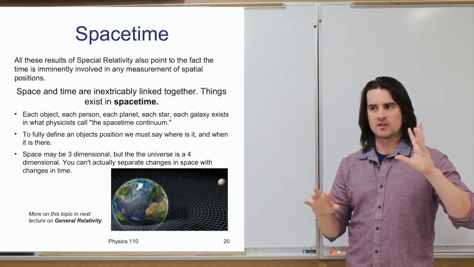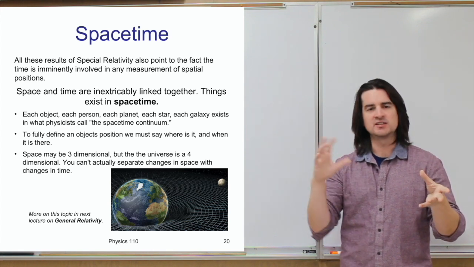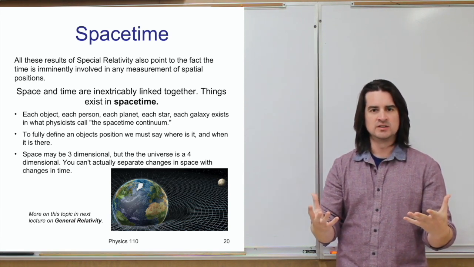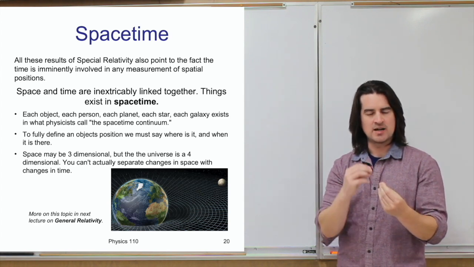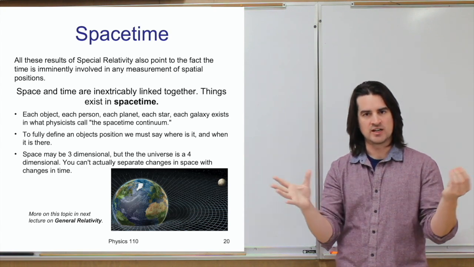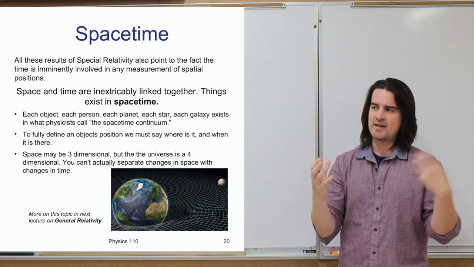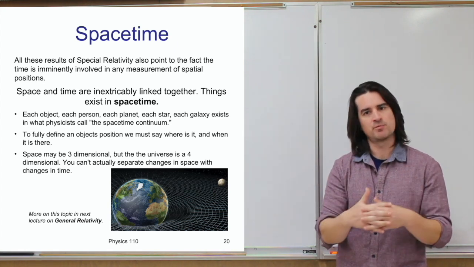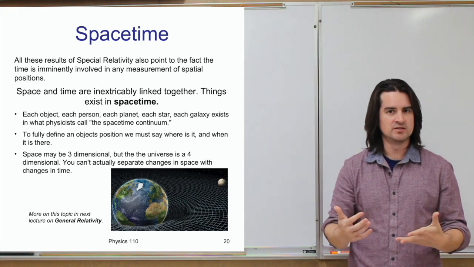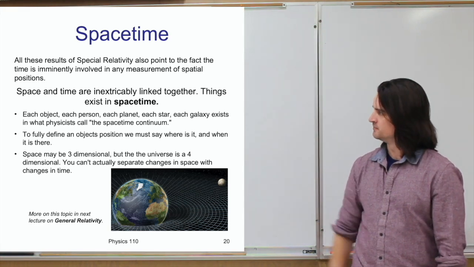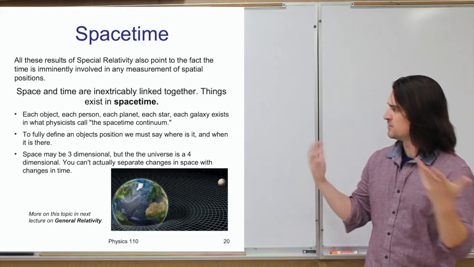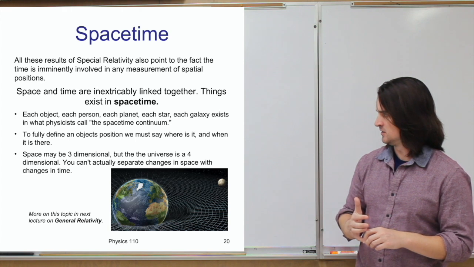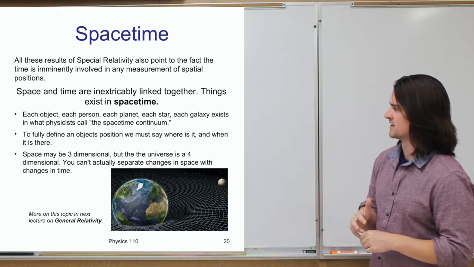all this stuff points to the idea that space and time aren't really separate things. As you start moving very, very quickly, it turns out that space can contract, time can elongate, dilate, sorry. So this is pointing to an intimate connection between space and time. They're not separate things. In fact, they're part of the same thing, which we call space-time. One word. So everything, planets, people, stars, galaxies, they exist in what a physicist calls the space-time continuum. It's kind of an abstract concept, but we're going to talk more about it next time.